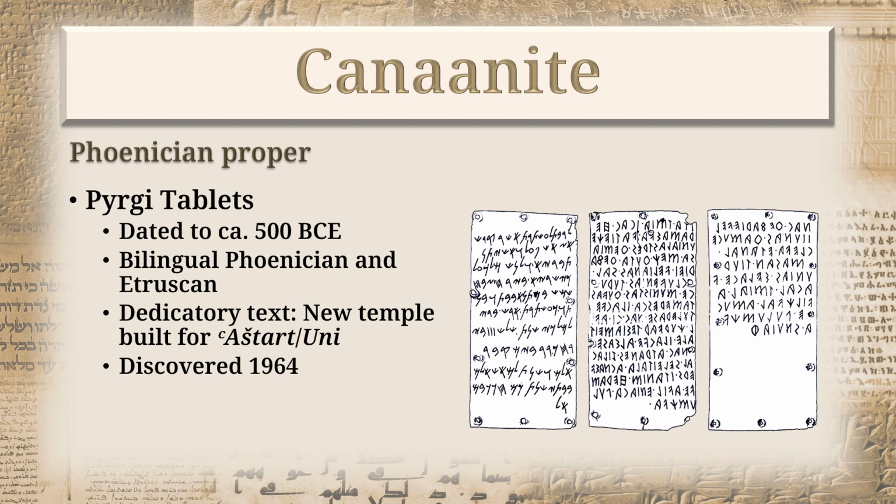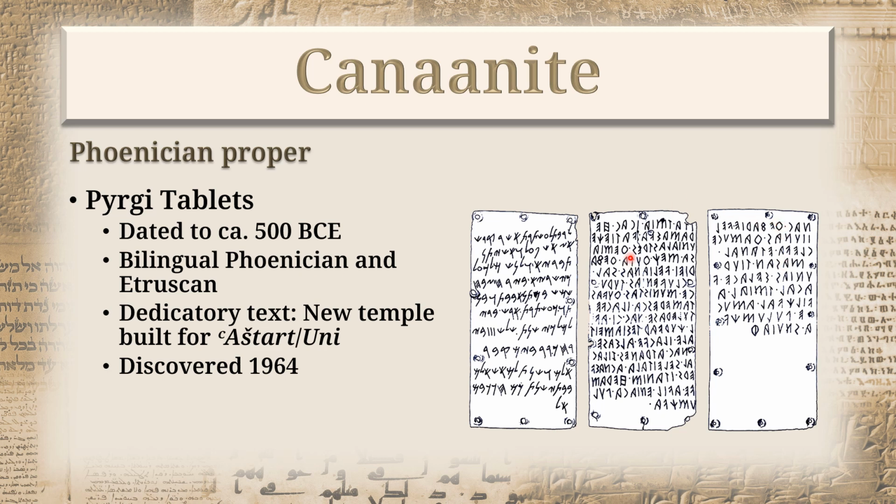So this is my example for a Phoenician proper text today, namely the Pyrgi tablets. I'm not sure how to pronounce them in English. They are dated to circa 500 BCE and were found in Italy near an ancient Etruscan city that is also mentioned in this text. Yeah, it is bilingual, so it is written in Phoenician and Etruscan.